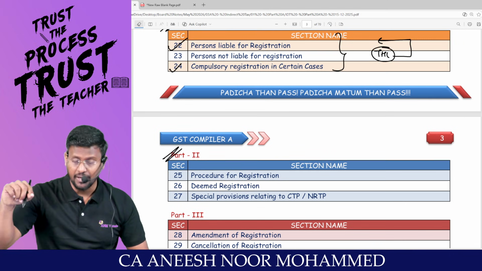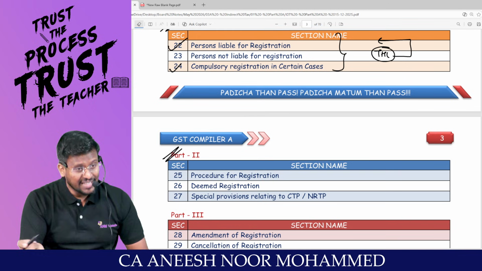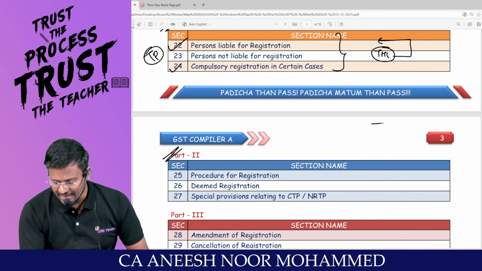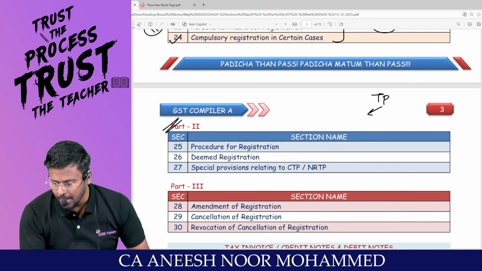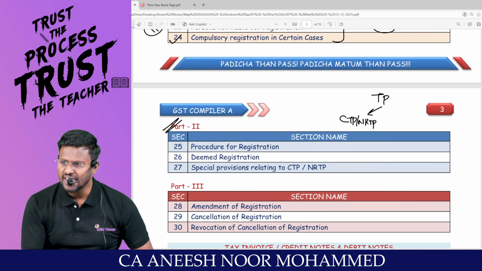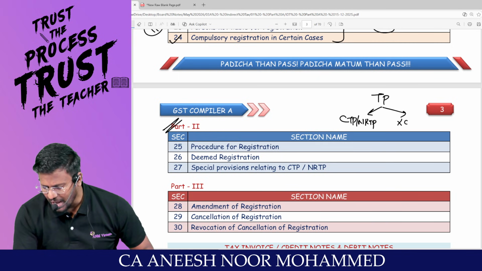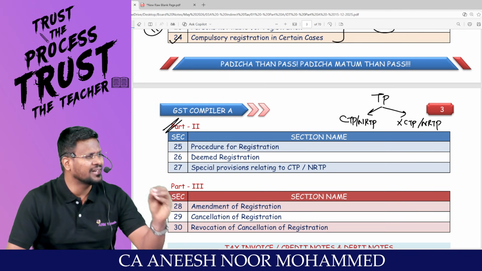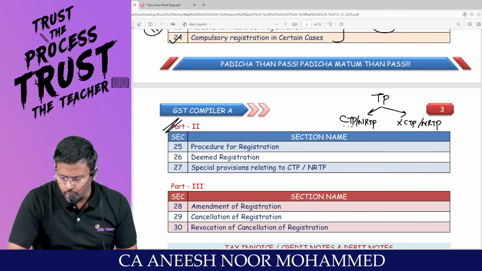That taxpayer, that assessee, that taxable person, that's the word we'll be using in IDT. That taxable person may be either a CTP or NRTP, or other than CTP or NRTP. CTP is casual taxable person, and NRTP is non-resident taxable person.